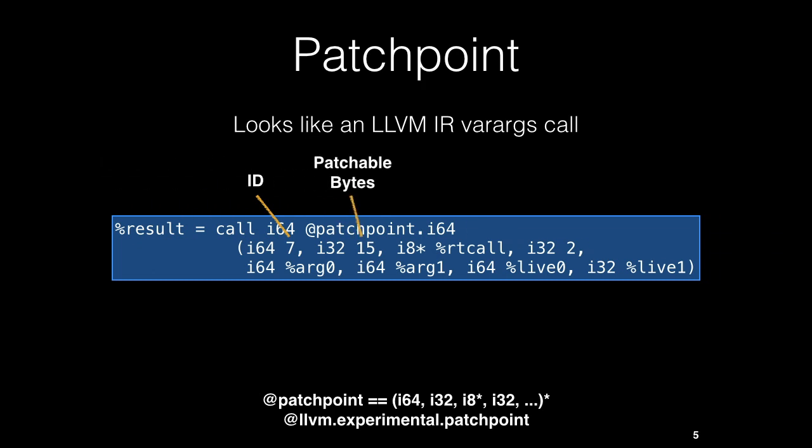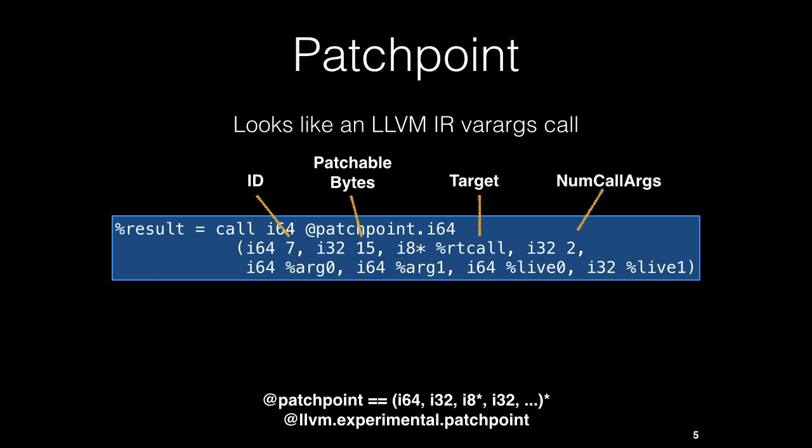And the most important thing is how many patchable bytes you want, because that's where you do all your code optimization. We have a target. That's basically the method or function you want to call. Right now, it has to be an absolute address. Maybe in the future, we'll support symbolic call targets too.